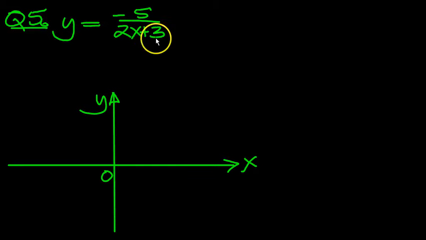y equals minus 5 over 2x plus 3. Looks a bit awkward, doesn't it? So let's have a little look. As x gets large, so as x tends to infinity, let's have a little look at that by inspection.